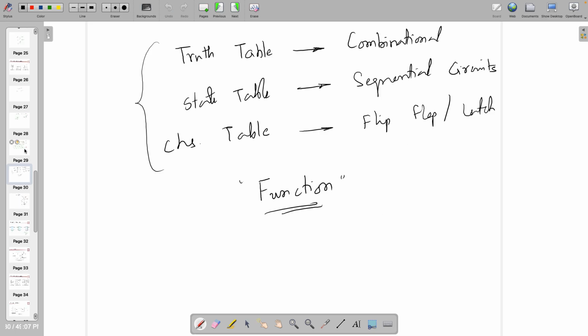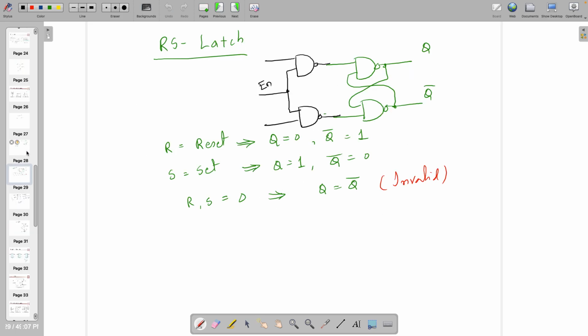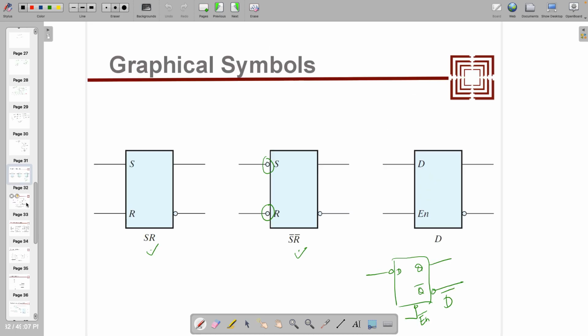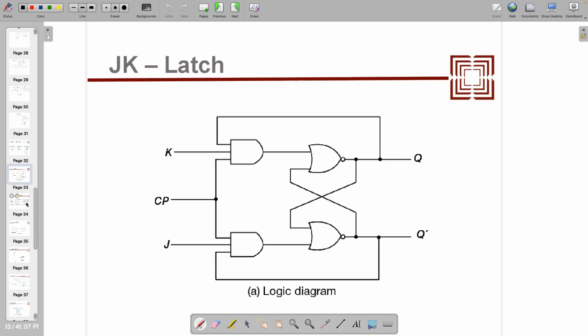However, the whole philosophy remains the same, what we talked about, reset and set. So 0 and 1, 1 and 0, if they are there, then accordingly the output will change. However, in the case of 0 0 and 1 1, you might have a different truth table, the state table, right? Okay, so we talked about this.